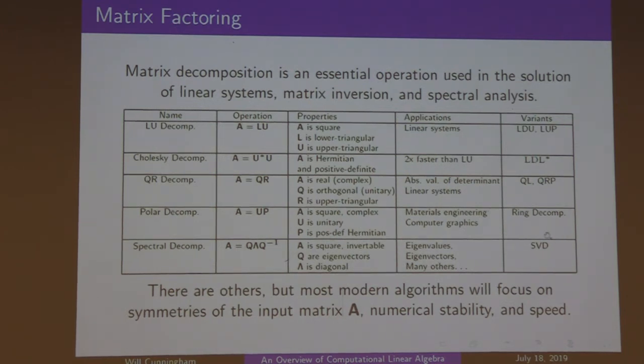Related to that, we'll talk a little bit about it in a bit, is the singular value decomposition. And the basic idea there is you're looking at the eigenvalues and eigenvectors of the square of your matrix. So the important property there is it will give you all positive singular values. As I mentioned here, there are lots of others. But what the most modern packages will focus on is what symmetries do you have, and it will use different methods based on the numerical stability and the speed of the algorithm. So really you're looking at just small tweaks of these ones.